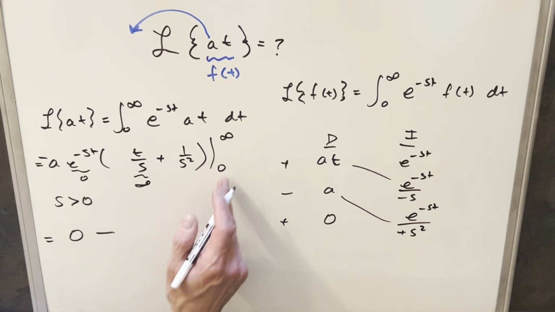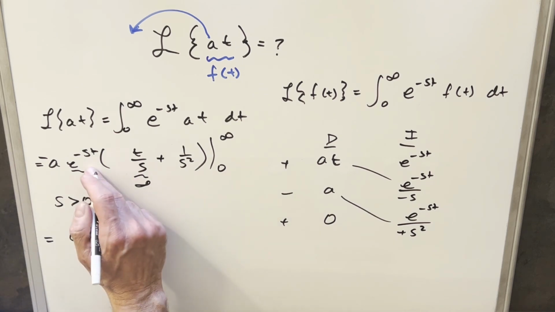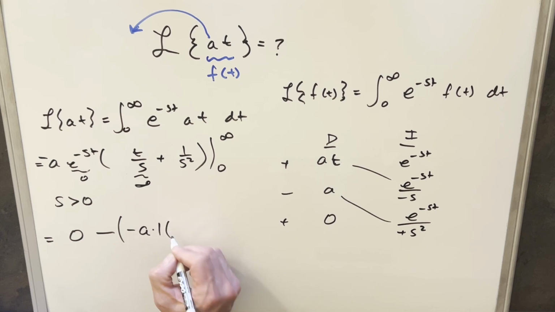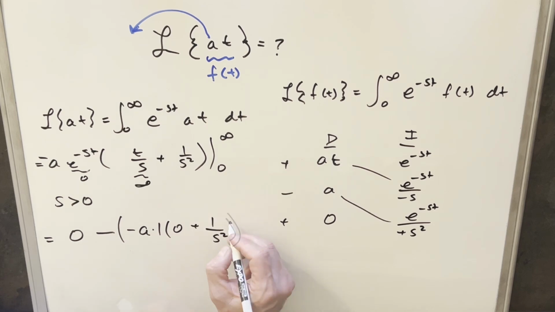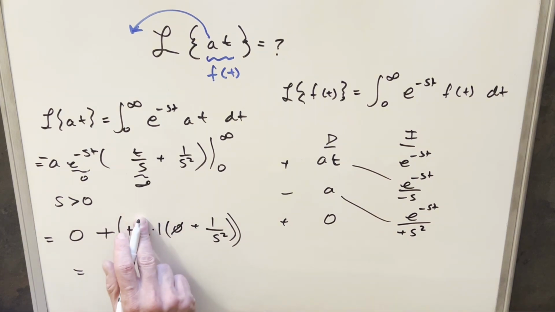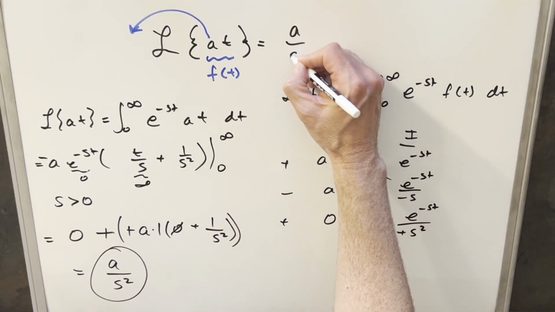And then evaluating this at 0, let's be careful again. We're going to have minus a. We plug a 0 in here, e to the 0, that's going to be just a 1. Then within the parentheses, we plug a 0 over s, that's just a 0. And then we have plus 1 over s squared. Let's just clean this up. This 0 is nothing. Distributing minus times minus is going to be a plus. So if we just distribute in our a here, we end up with a over s squared. And so we'll just write this in up here too, a over s squared.